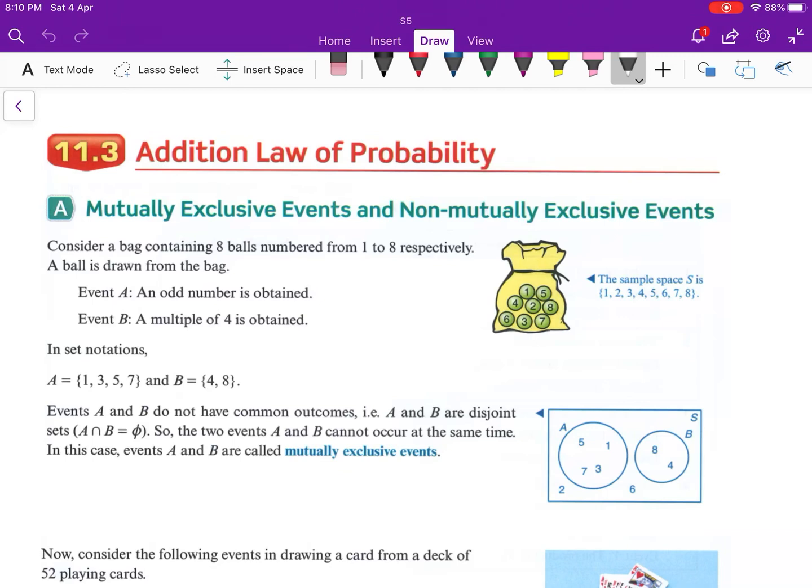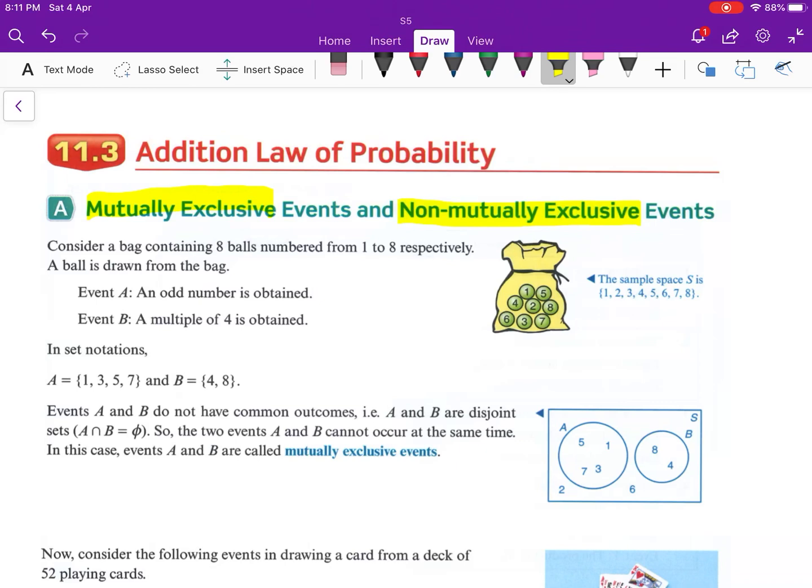In total, 11.3 has sections A, B and C. Today I will only focus on sections A and B, and tomorrow we will talk more about section C. So let's talk about A first. In A, you need to learn two important vocabulary: one is mutually exclusive, and the other is non-mutually exclusive.